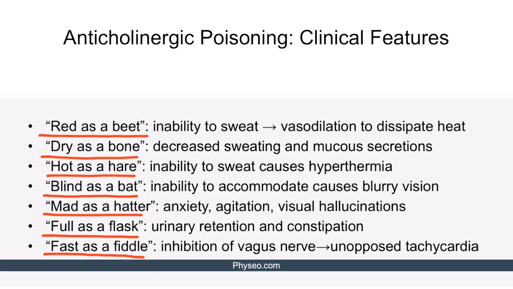To understand this, remember that the vagus nerve is part of the parasympathetic nervous system, and it innervates the heart as well as many other parts of the body. The vagus nerve has acetylcholine receptors, and when acetylcholine binds to the receptors on the vagus nerve, the nerve causes the heart rate to slow down. So if acetylcholine cannot bind to its receptor on the vagus nerve, the nerve has less of an effect on the heart rate, leading to unopposed tachycardia.